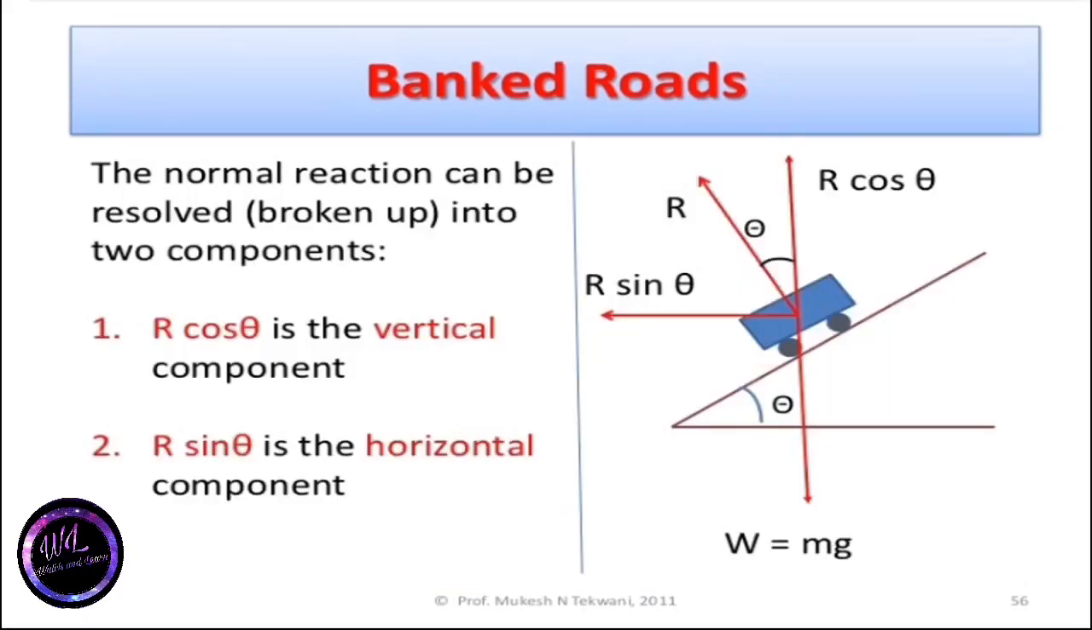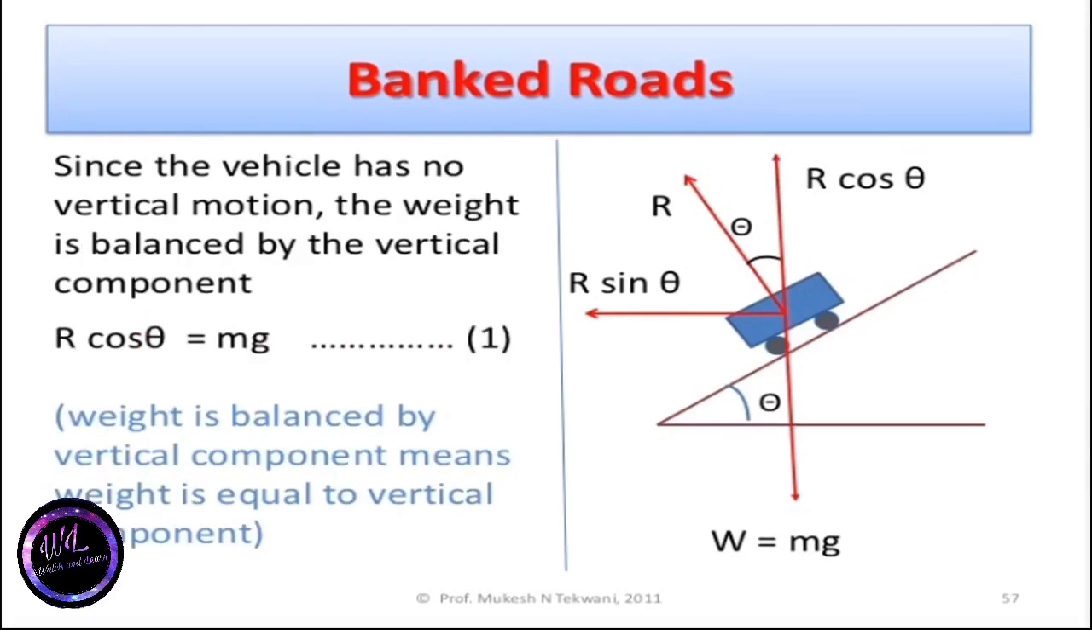Let's see further here. We suppose that this was the car. Its weight was acting in downward direction. The reaction of the banked road was acting in this direction. Let's say that the normal reaction of the banked road can be resolved into two components. Its components will be horizontal component and vertical component. R sin theta is the horizontal component, whereas R cos theta is the vertical component.